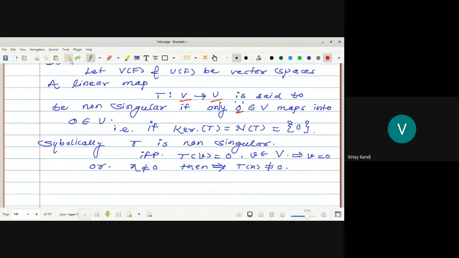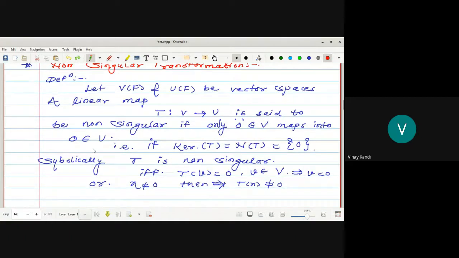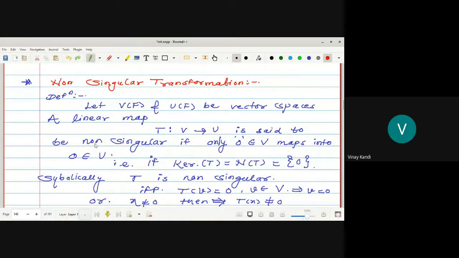Again look at here. What is a non-singular transformation? If the kernel of T or null space of T contains only the 0 element, then that transformation is called a non-singular transformation. Okay, any doubt up to here? Okay, so for today it is sufficient now.